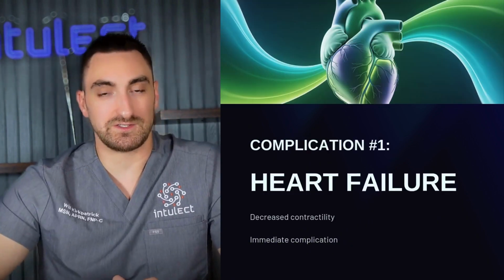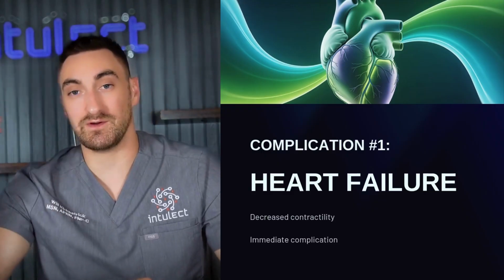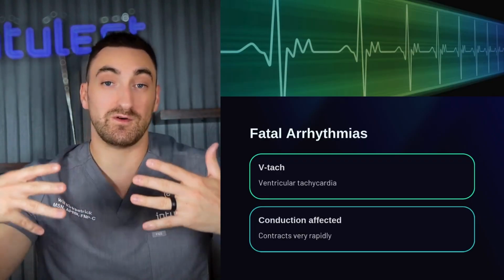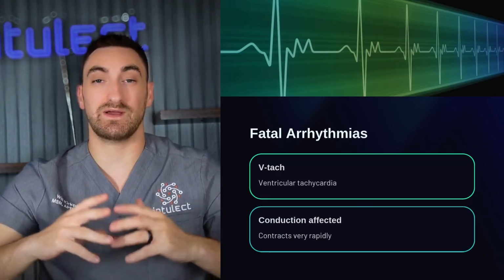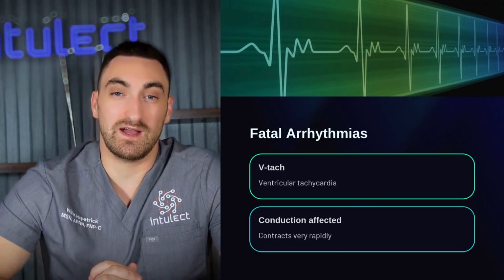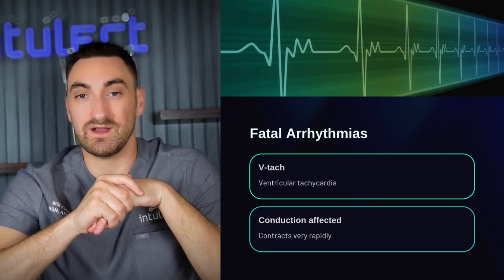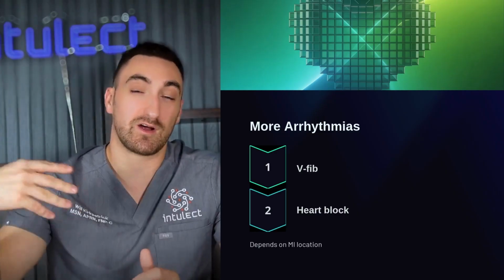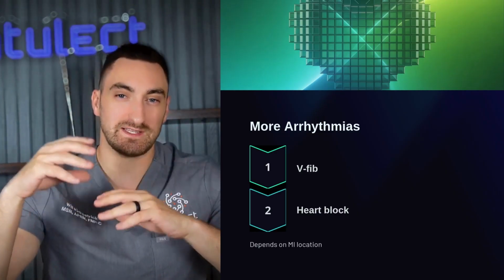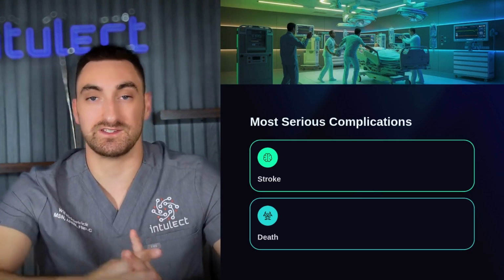Now, complications. When you have a death to a muscle tissue, you're going to have heart failure. You're going to have a decreased ability to contract. So heart failure is an immediate one. You can have fatal arrhythmias such as VTAC. So it can mess with your conduction system and cause it to very rapidly have a reaction to it, such as VTAC, which is a ventricular arrhythmia. You can have VFib, you can have heart block. So it all depends on where it is actually localized, where that blood supply is actually not reaching. Now, of course, stroke and of course, death is another complication.